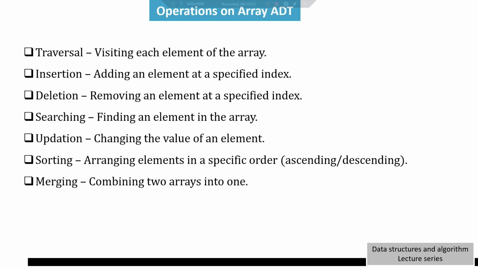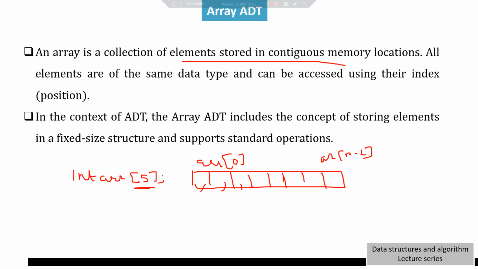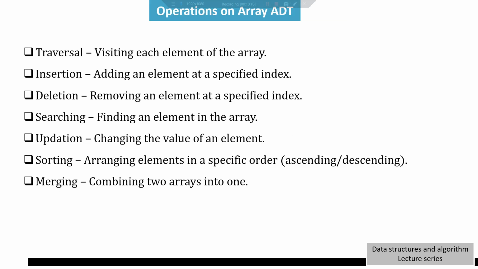Next is insertion, adding an element at a specified index. So if you want to add at ARR of 3, you can add it. Deletion, removing an element at a specified index. That is, if you want to delete the fifth element, fourth element, and so on. Searching, finding an element in the array. Updating or updation, changing the value of any element. Sorting, arranging elements in a specific order, either ascending or descending. Then merging, combining two arrays into one. So there are many operations which can be performed on this array ADT.